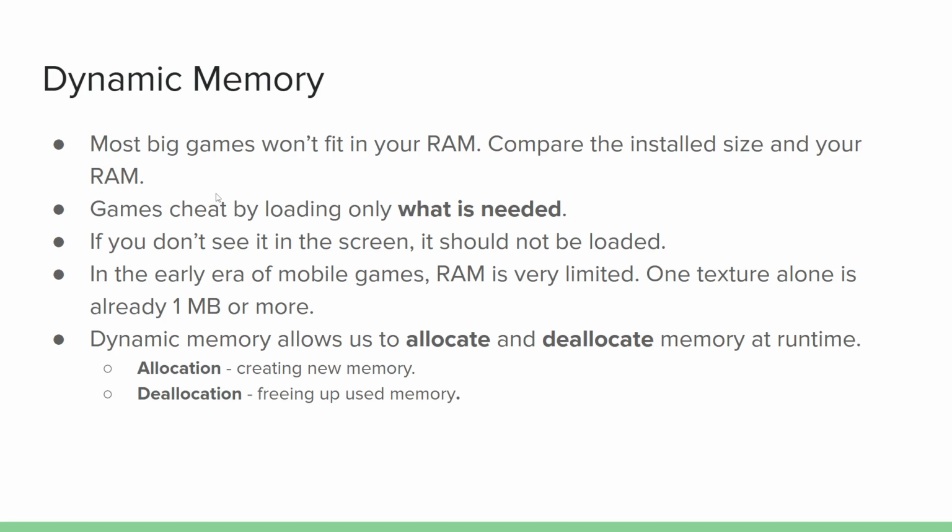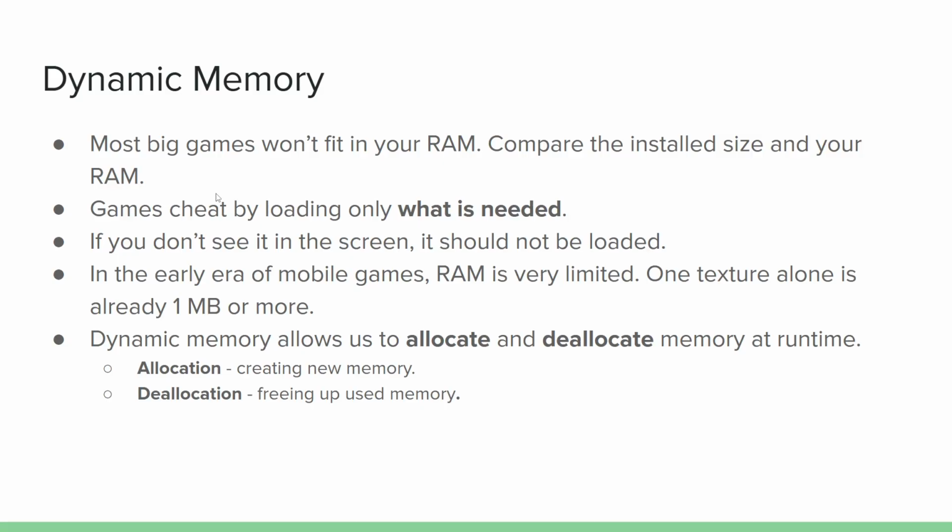Right. So games cheat by loading only what is needed. Now, what you see with your camera, that is what usually the game loads. Depending on the game developer, it could either load everything right away or load only the things that can be seen in the map in the camera. The game developers would rather choose the latter because it saves much more RAM. It doesn't lag the computer or the console because we're only using what is needed. So if you don't see it on the screen, it should not be loaded.